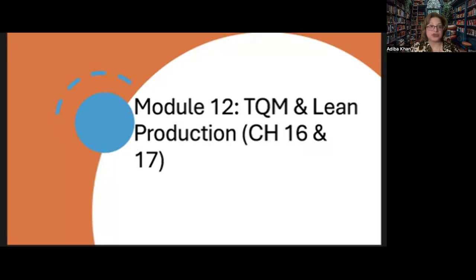This week we're covering Module 12. Module 12 is all about total quality management and lean production. And so be sure to read chapter 16 and 17 so that you don't miss anything. This is just an overview, but these two chapters are heavy with a lot of information. All right, so let's get started then.